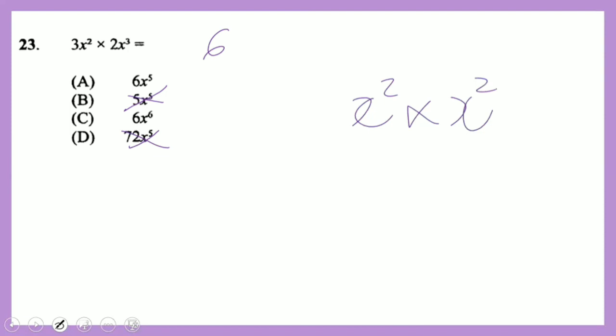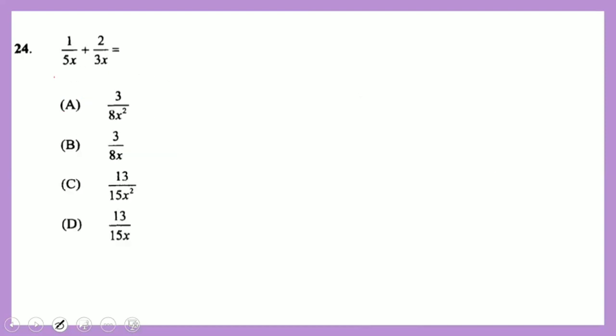As we can see, it's either going to be x to the 5th or x to the 6th. Now remember the rule of powers, or the laws of indices, whichever term you prefer. If you are multiplying the same base, you can go ahead and add the powers. 2 plus 3 will give us 5. This is x to the 5th power. This is our answer.